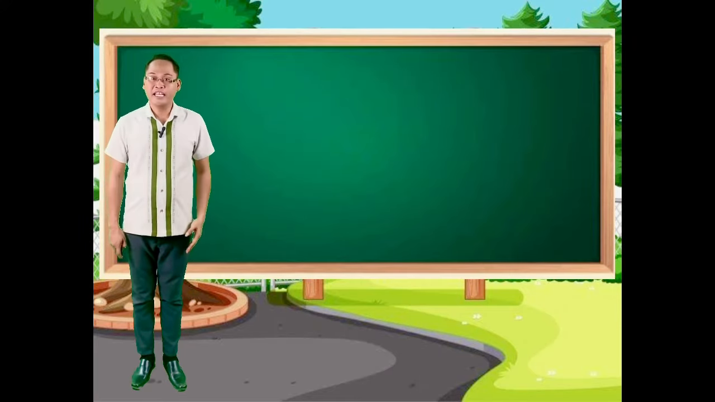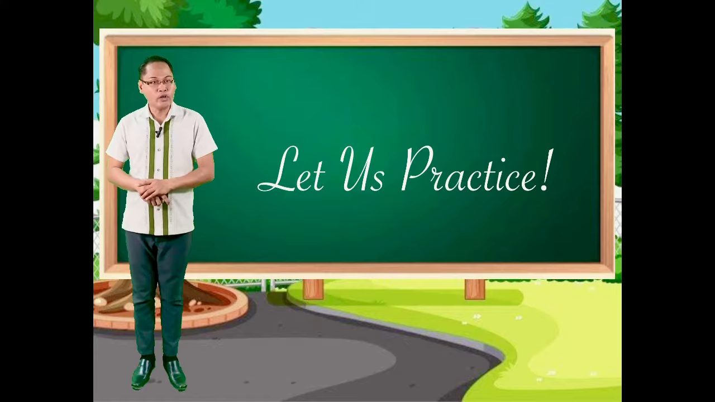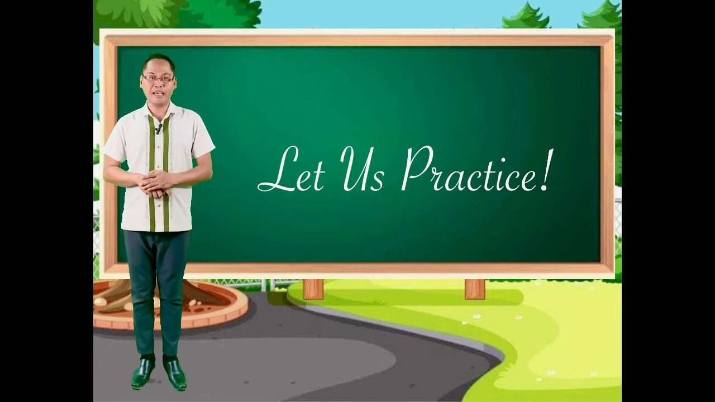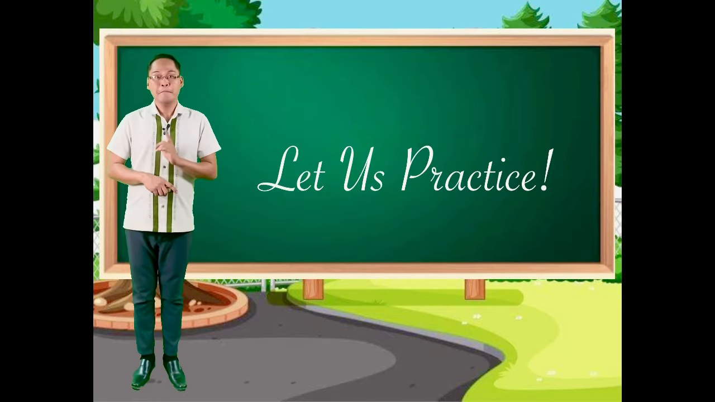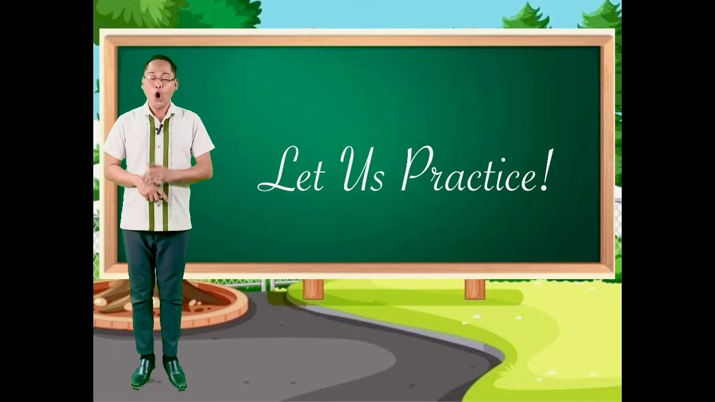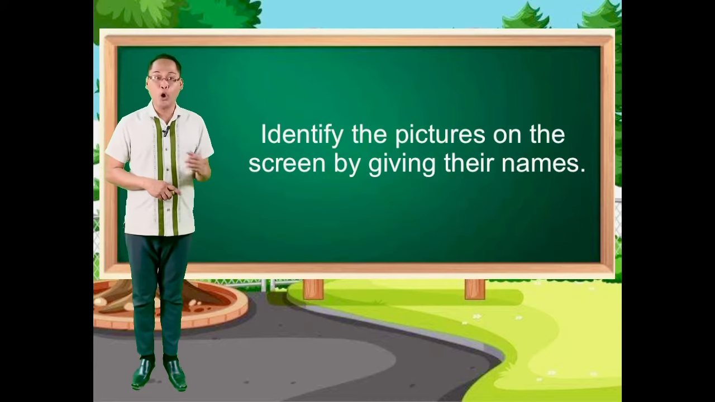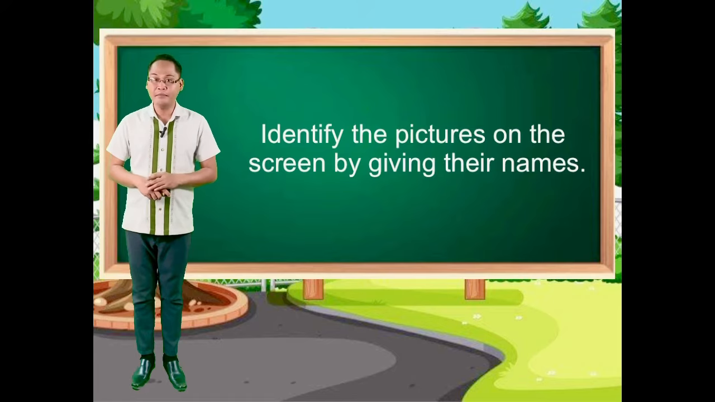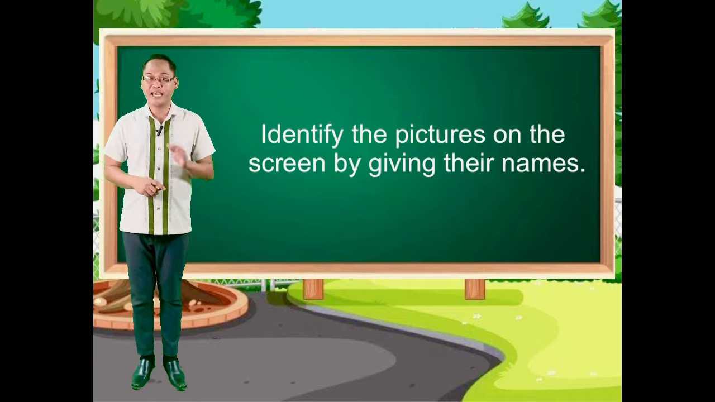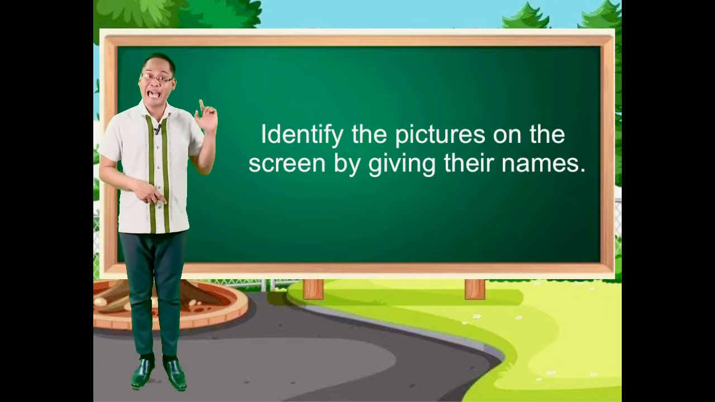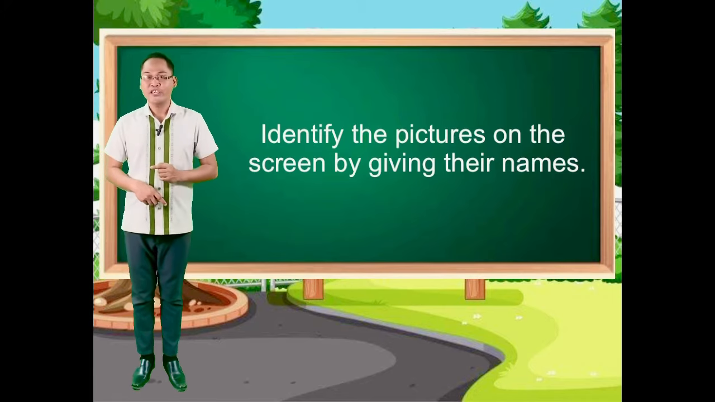This time, let us practice together in order to find out if you could still remember the name of some materials, tools, and equipment used in irrigation works based on their pictures. All you have to do is identify the pictures that are shown on your screen by giving their names. You will have 5 seconds to answer each picture. And when you hear these sounds, then your time is up. Get ready.